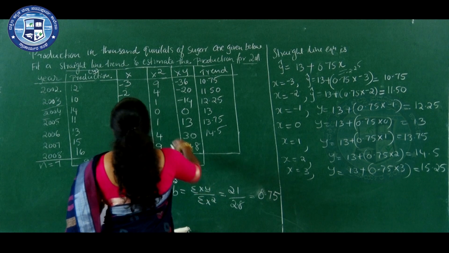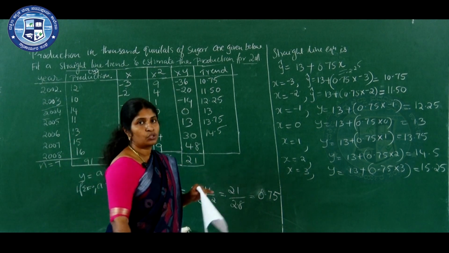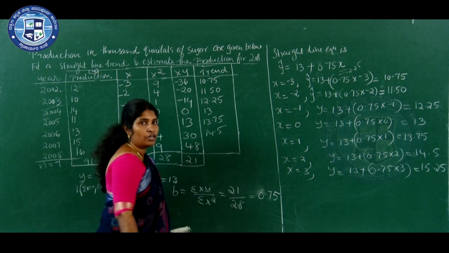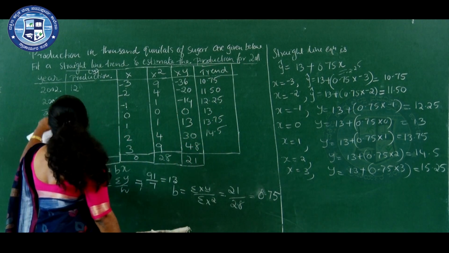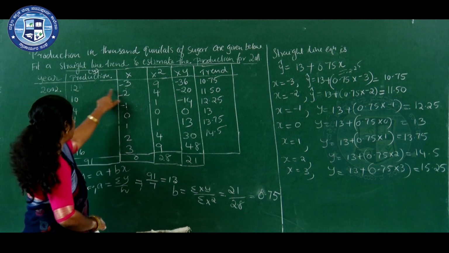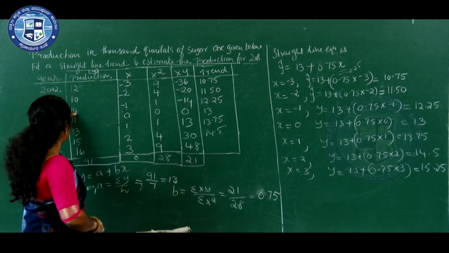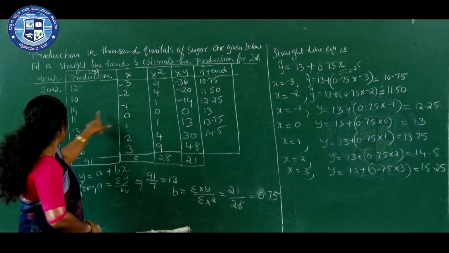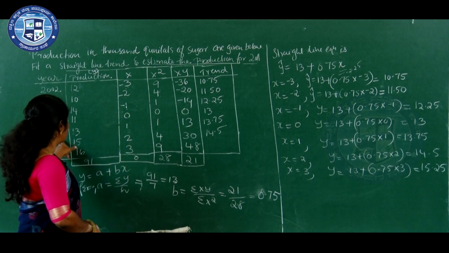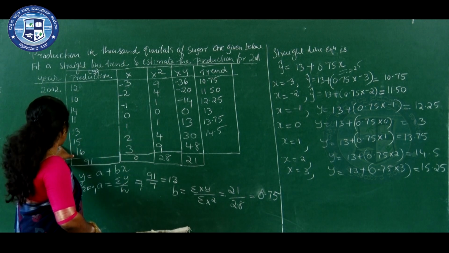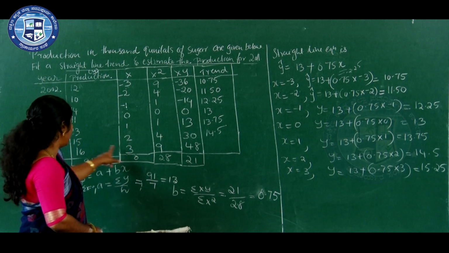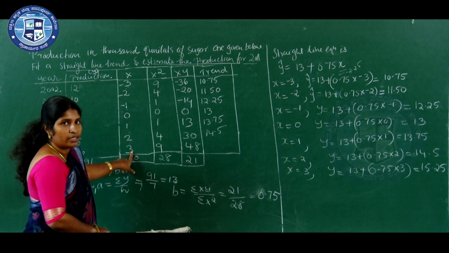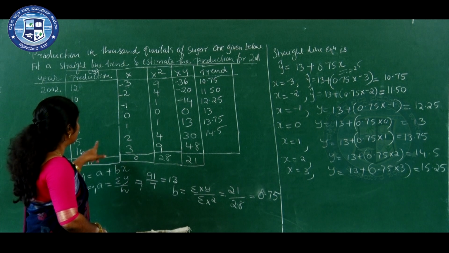Next, you have to estimate the production for 2011. For 2002, what is the time point? Minus 3. For 2003, minus 2. 2004, it is minus 1. 2005, 0. 2006, 1. 2007, 2. 2008, it is 3. For 2009, it is 4. And 2010, it is 5.